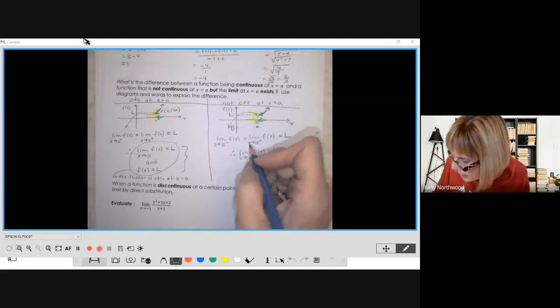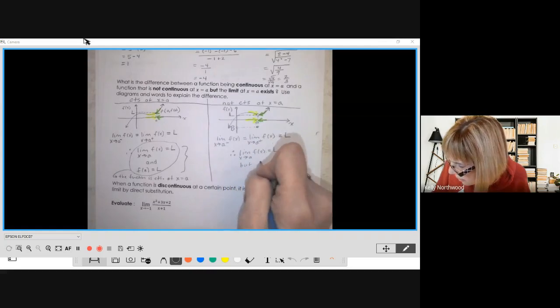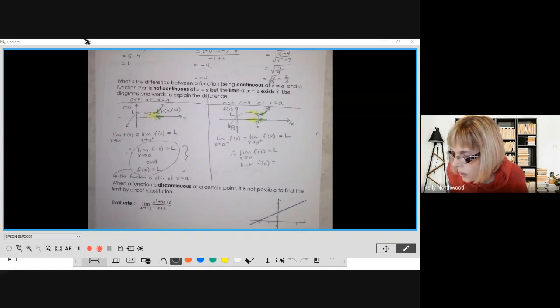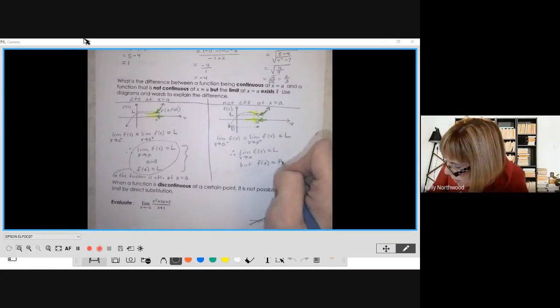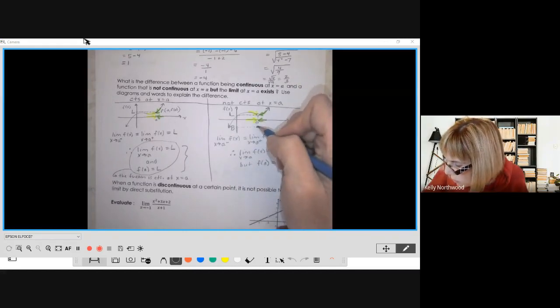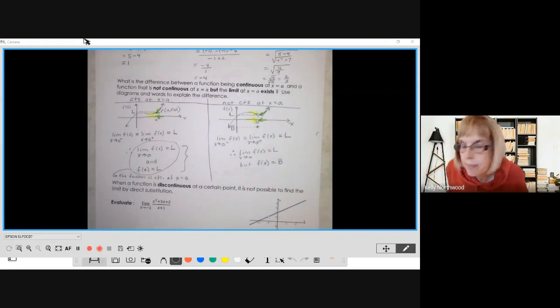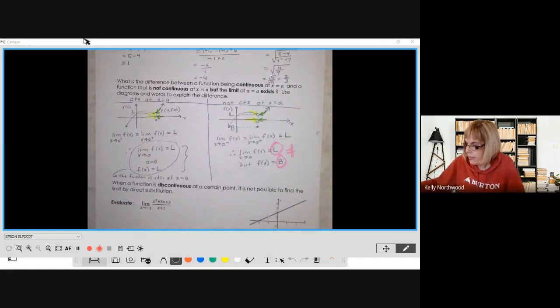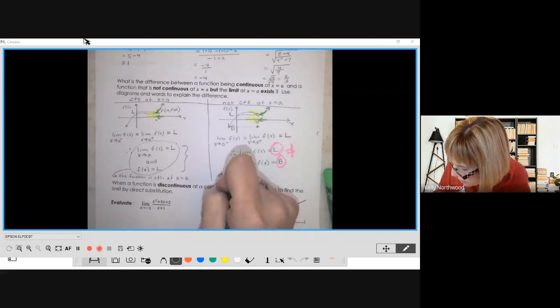But the problem is that f(a) is not equal to L. What's f(a) equal to in this picture? It's equal to B, the filled in dot, right? So because these two are not the same, they're not equal, that means the function is not continuous.